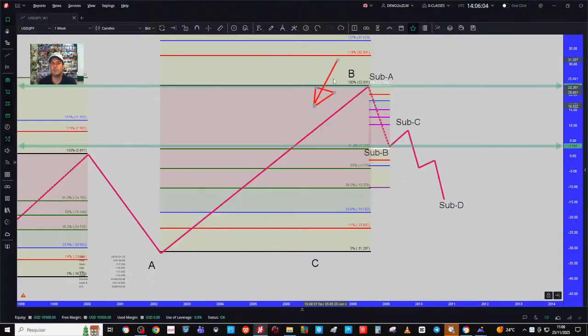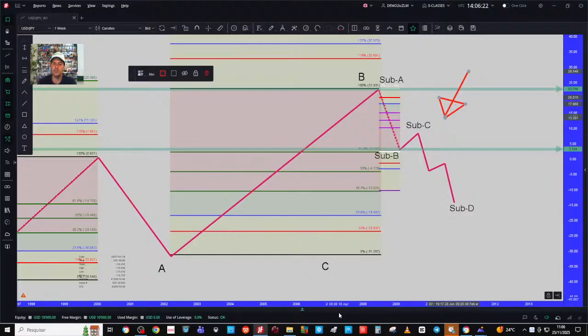The same thing that goes for the original Fibonacci goes for the contrarian Fibonacci. What is the sub C? The sub C is the highest point between sub A and sub B before the market reaches the sub D. So the same rules apply. Make sense, everybody?